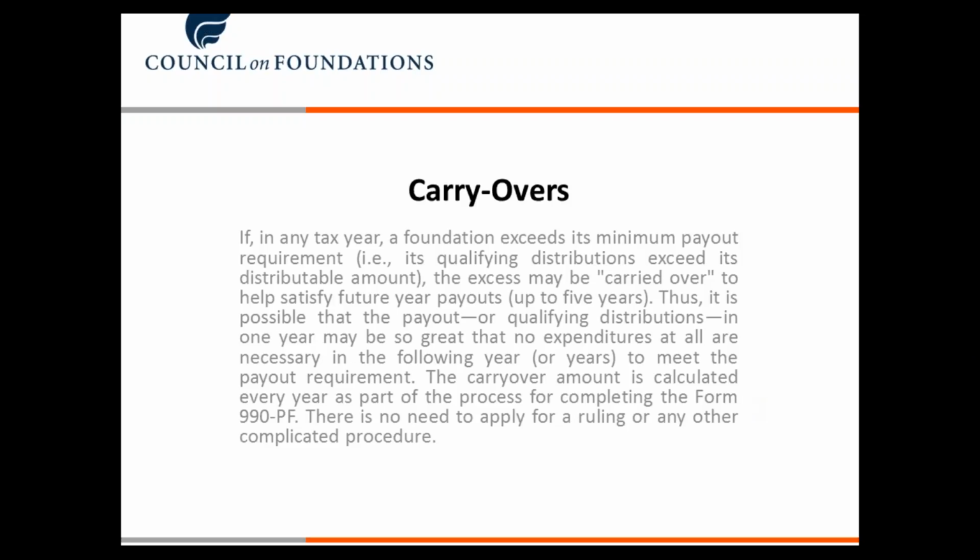This section also provides for carryovers. So if in any tax year your foundation is exceeding its minimum payout requirement, meaning that your qualified distributions exceed the distributable amount that you've just calculated, the excess can be carried over to help satisfy future year payouts up to 5 years. So it's possible that if you have a year where you have made quite a lot of distributions and greatly exceeded your distributable amount, the following year you could actually not have to distribute anything. Of course, we don't encourage that, but that's the way the rules work out.